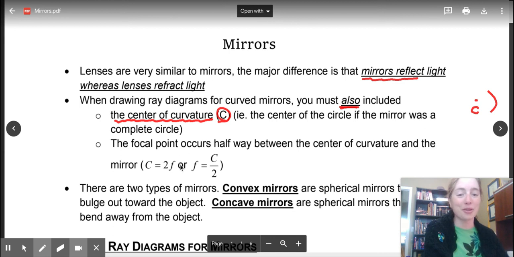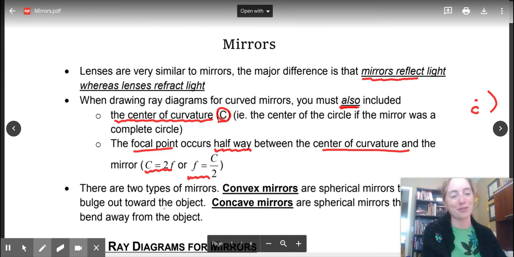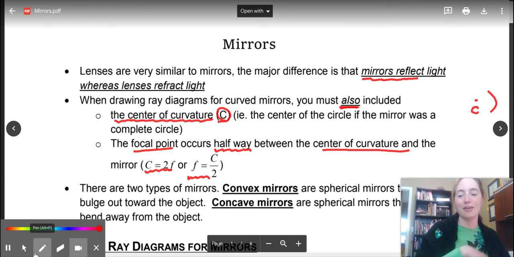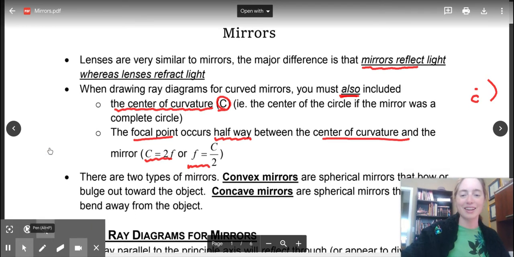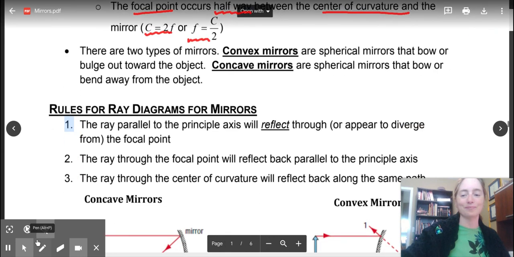And when we're dealing with curved mirrors, your focal point is going to be halfway to the center of curvature. So the distance of our center of curvature, C, is equal to 2f. Your focal distance, f, is equal to half the value of the distance from the mirror to the center of curvature. So keep that in mind while you're working on your drawings and calculations.